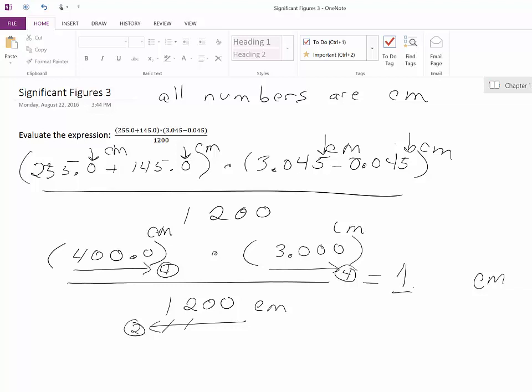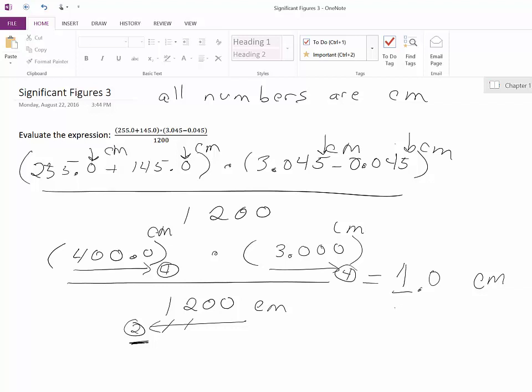But is it proper to write just 1? How many significant figures should be in our answer? 2 significant figures, because that's how many were in the 1,200. 2 is less than 4. We're limited by our smallest number of significant figures in our measurements. So our answer here would be 1.0 centimeters when we evaluate this expression.